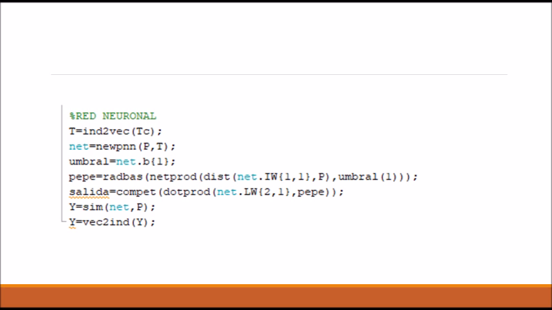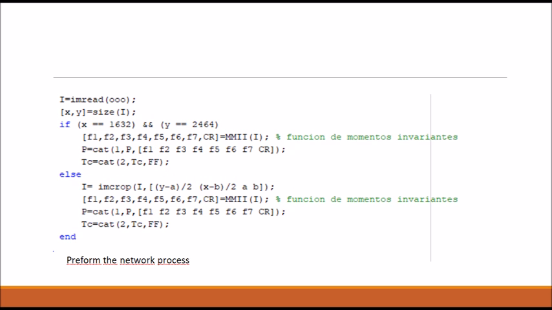The process loads the image and asks for its size. If it's 1632 by 2464, we perform the network process. If not, we apply the function imcrop and then do the normal process. Then we read the new vector and determine whether it's a healthy eye image or not.